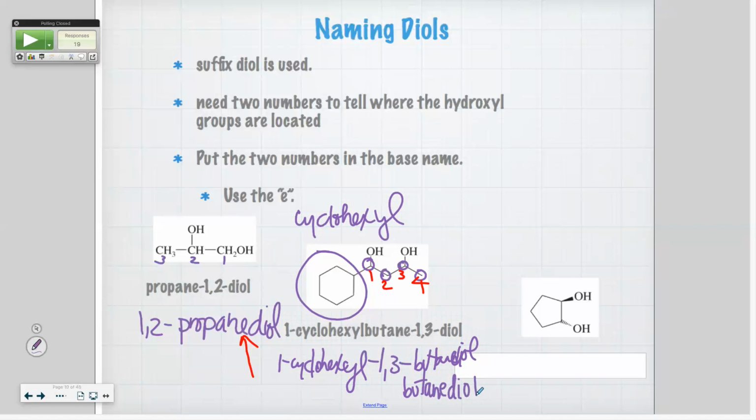Okay, what do you think you named that last one? What's your base name going to be? Cyclopentane, and then what? And then diol. What do you think the numbers are going to be? Okay, you need one more thing. Trans. Everybody pick up on that. You need to have trans cyclopentane 1,2-diol, or trans 1,2-cyclopentane diol.